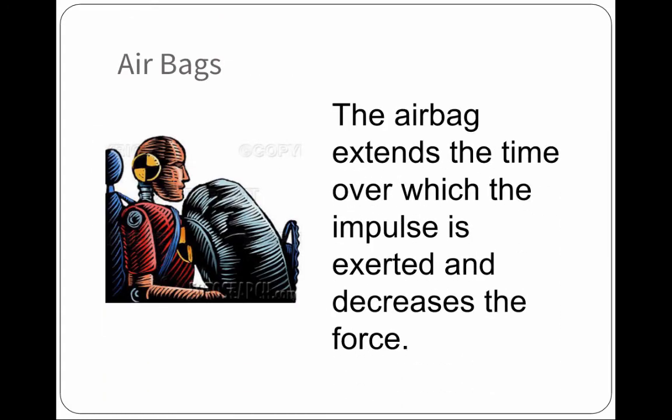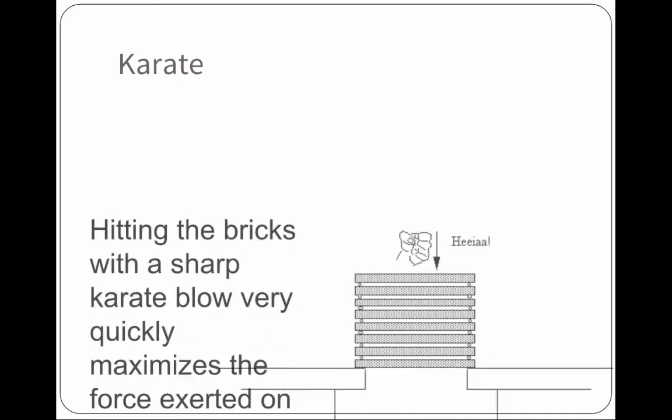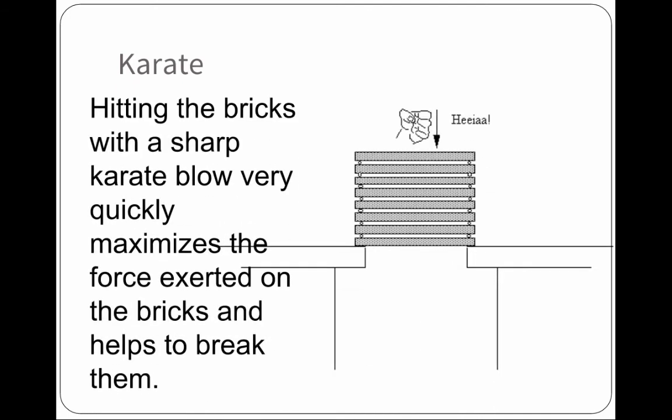This is why airbags are so important. The airbag extends the time over which the impulse is exerted and decreases the amount of force. If you didn't have the airbag, you would hit that steering wheel or dashboard or whatever a whole lot faster and harder than if you have an airbag. Again, karate chop, hitting the bricks with a sharp karate blow very quickly maximizes the force exerted on the bricks and helps to break them.